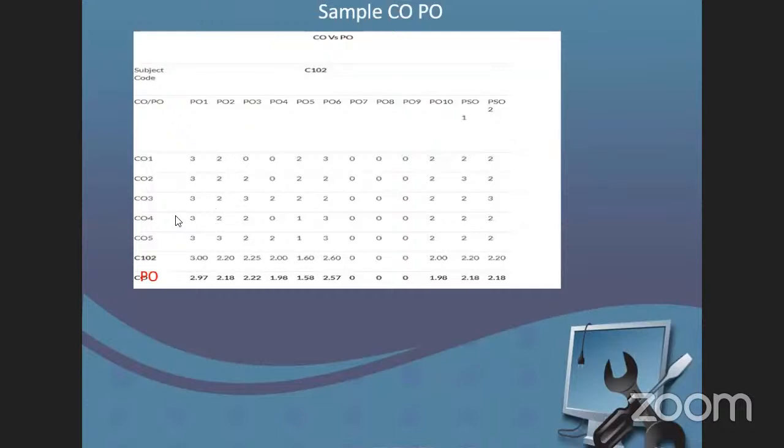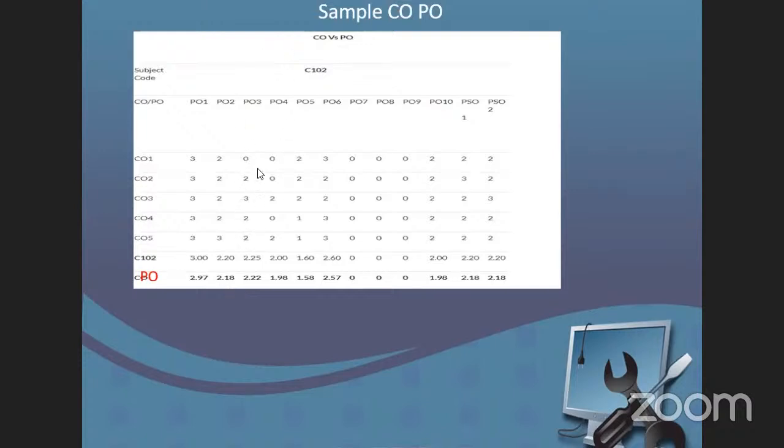This is the average of COs, meaning this value. Average of COs and average of POs. Here PO2 is nothing but the average of COs for PO2 divided by 3, into 2.97.